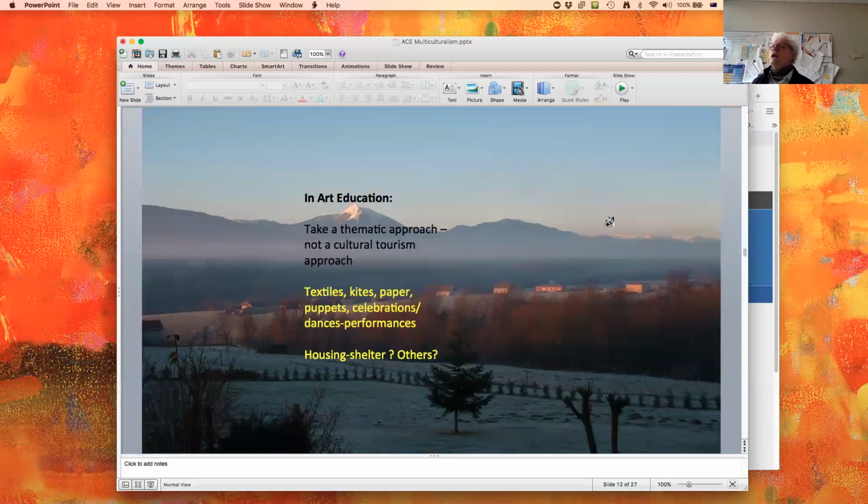Art and education, take a thematic approach. Don't make it cultural tourism. So you've got textiles, kites, paper, puppets, celebrations, dance performances. You could look at housing and shelters around the world, and fixtures and food, like whatever. So take a theme and run the theme for a unit of work. And you could use these concepts, these ideas, for your unit of work.